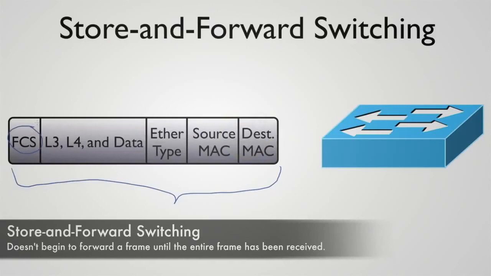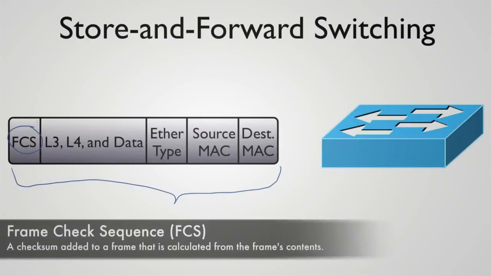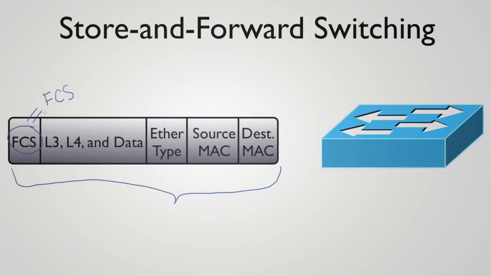And the switch is going to calculate, using an algorithm, its own frame check sequence. So the switch creates an FCS of its own. And if the FCS in the frame equals the FCS calculated by the switch, it can conclude with reasonable certainty that this is a valid frame. It has not been corrupted in transmission, therefore I feel comfortable forwarding it out toward the destination.